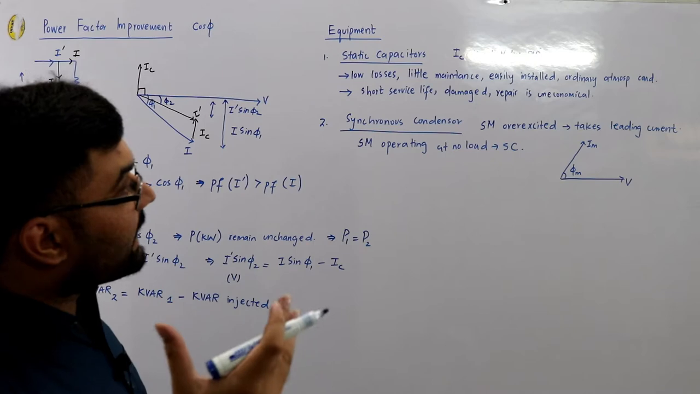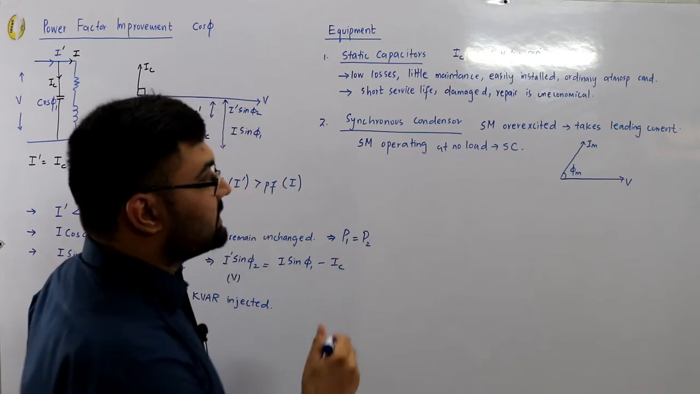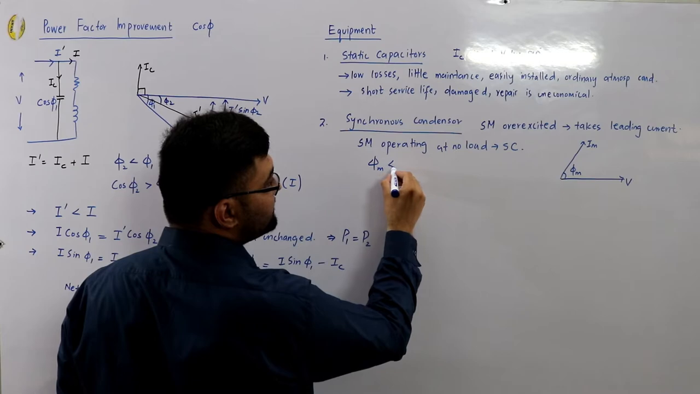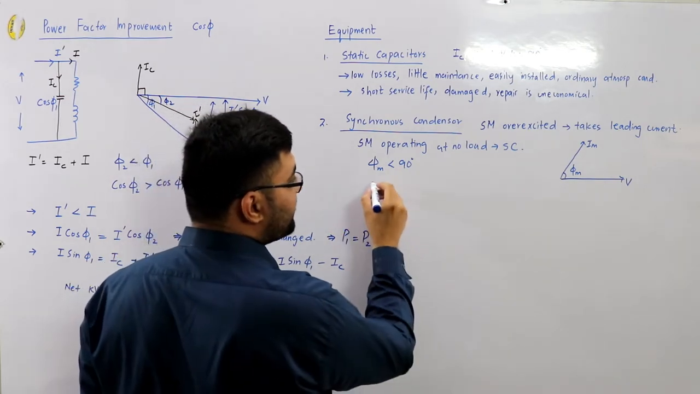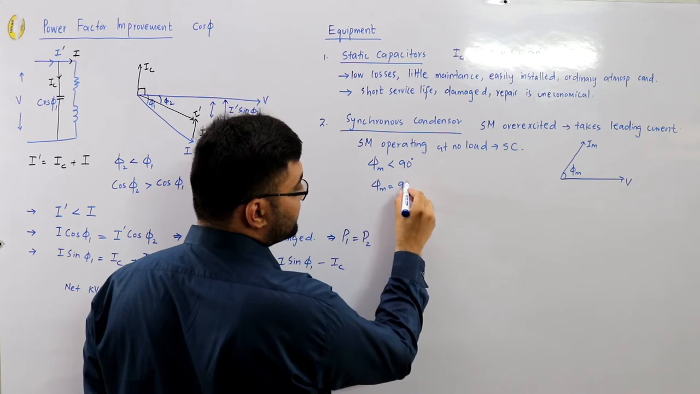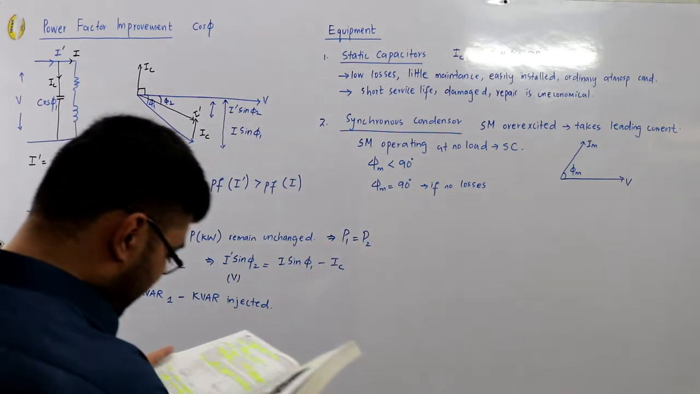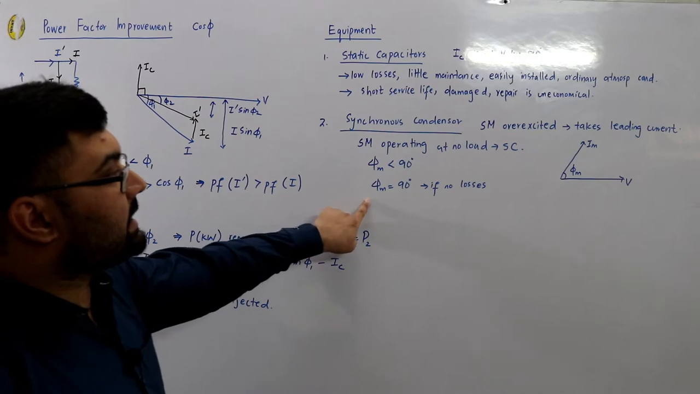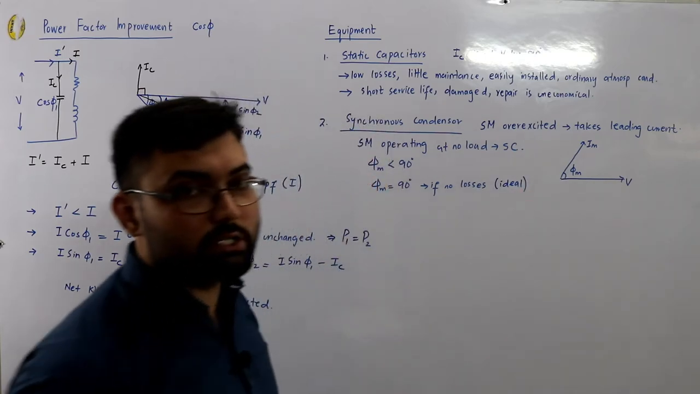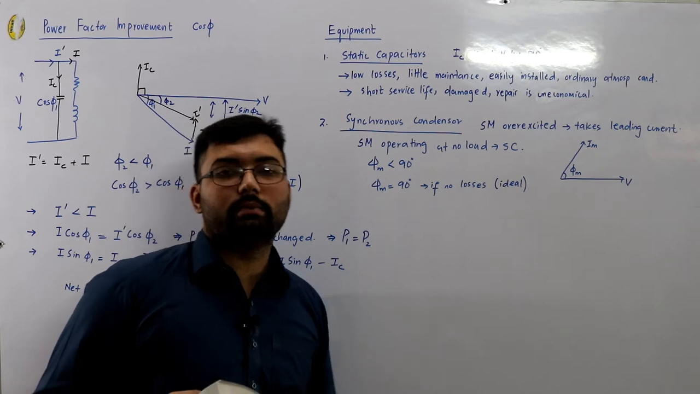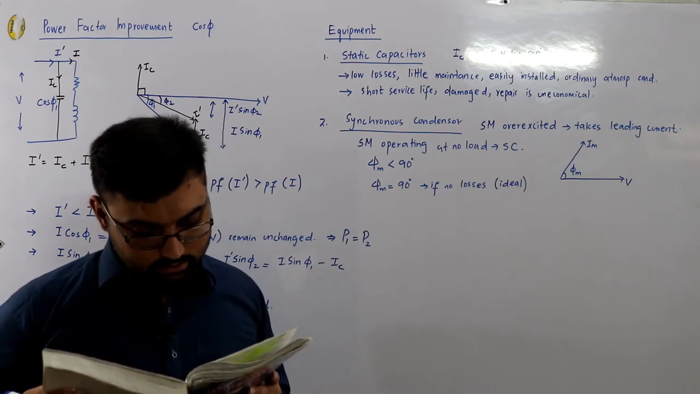In the static capacitor, I talked about 90 degrees because that was a pure capacitor. Over here, it is not a pure capacitor, so this phi m would generally be less than 90 degrees. Why? Because of the losses. If there are no losses, phi m is 90 degrees. If the motor is ideal, that is, there are no losses. Whereas when we have losses, the current would not lead the voltage exactly by 90 degrees. The angle would be slightly less than 90 degrees.